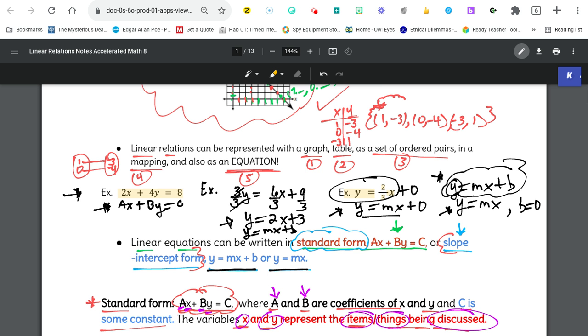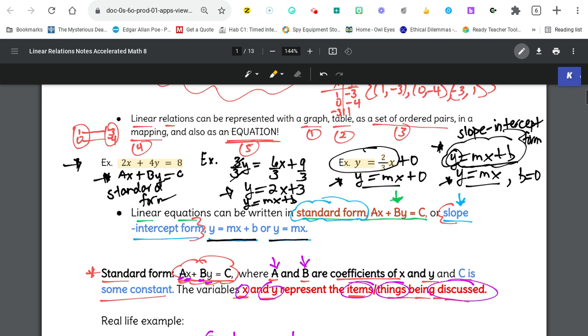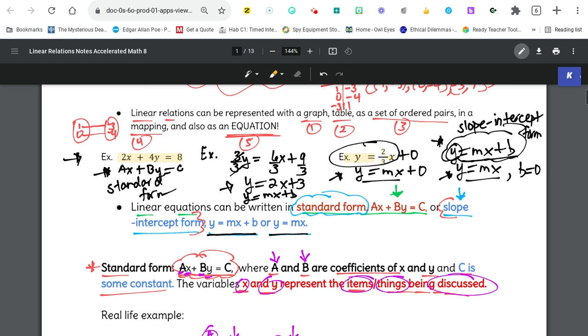So it doesn't have to originally appear in Ax plus By equals C form, which again is standard form. And it doesn't have to appear in y equals mx plus b or y equals mx form, which is slope-intercept form. It just has to be able to be converted to one of those. Okay? If it can't be converted to one of those, it's not linear.